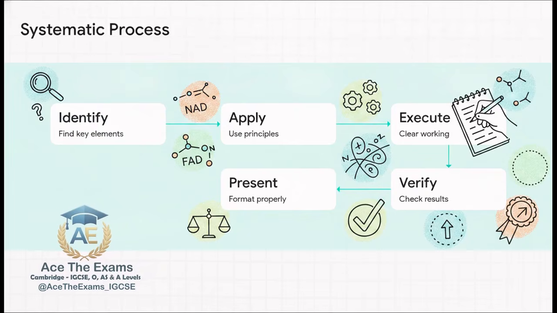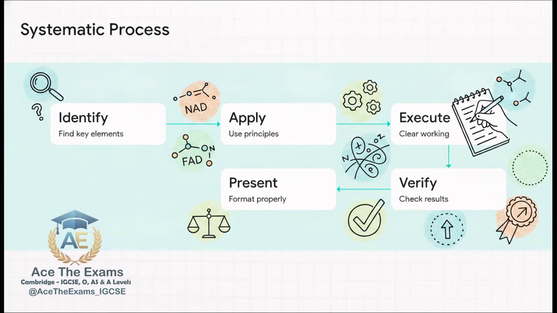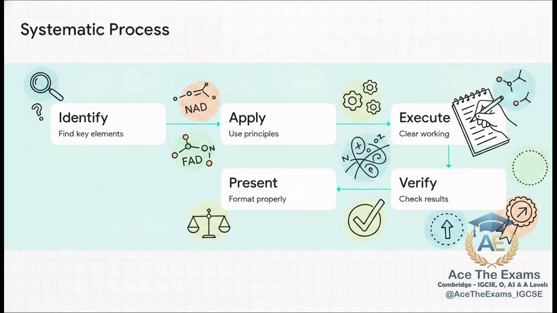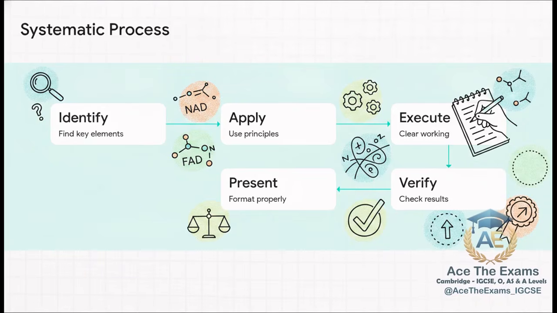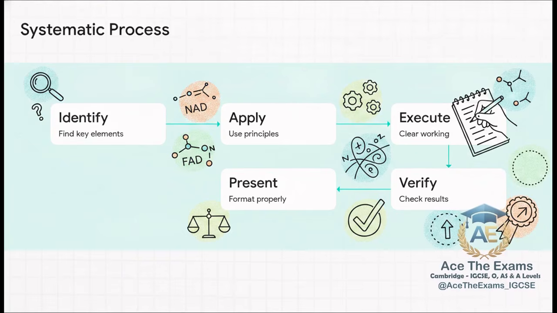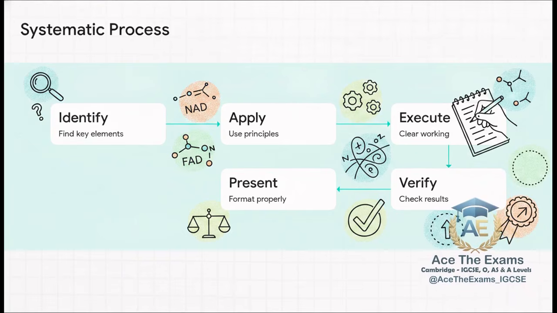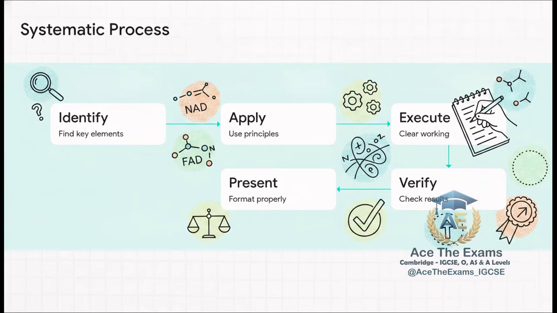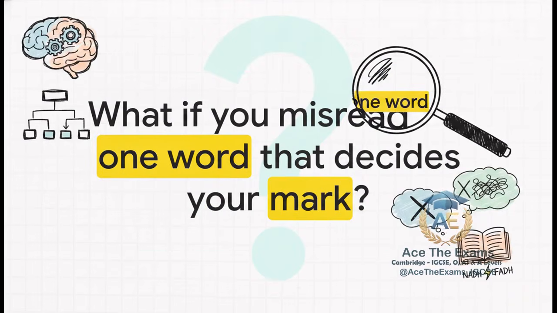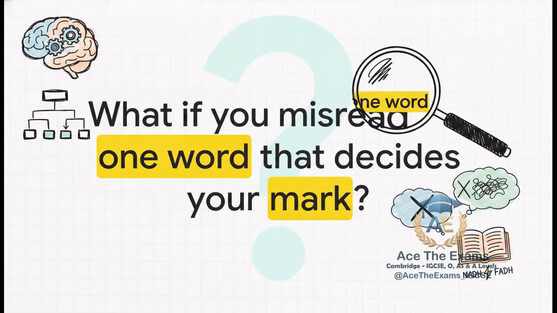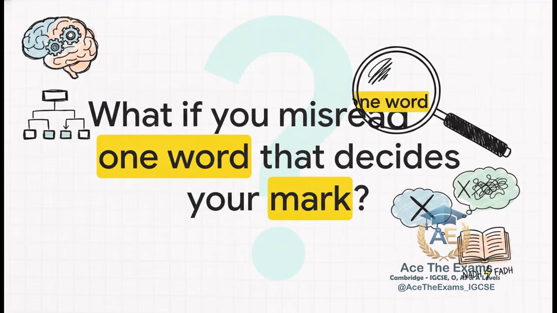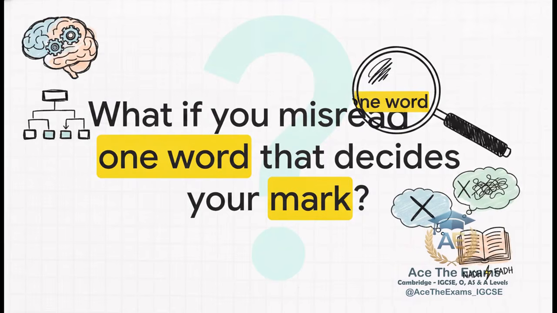1. Identify the key elements. 2. Apply the relevant principles of NAD and FAD. 3. Execute your analysis with totally clear, legible working. 4. Verify your results. And 5. Present it all in the appropriate format. Remember, higher-order objectives demand that your final conclusions are absolutely justified by this exact sequence. So here's the thing. You now have the framework, you understand the domains, and you've got the method mark strategy. But none of it matters if you misread the prompt.